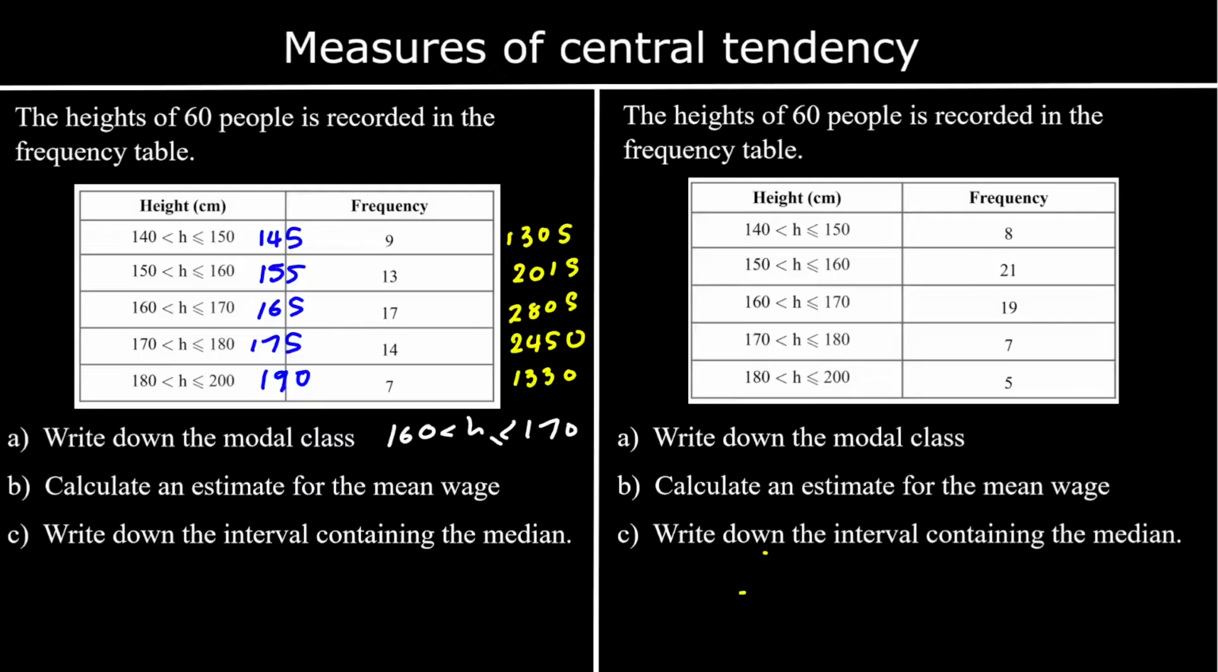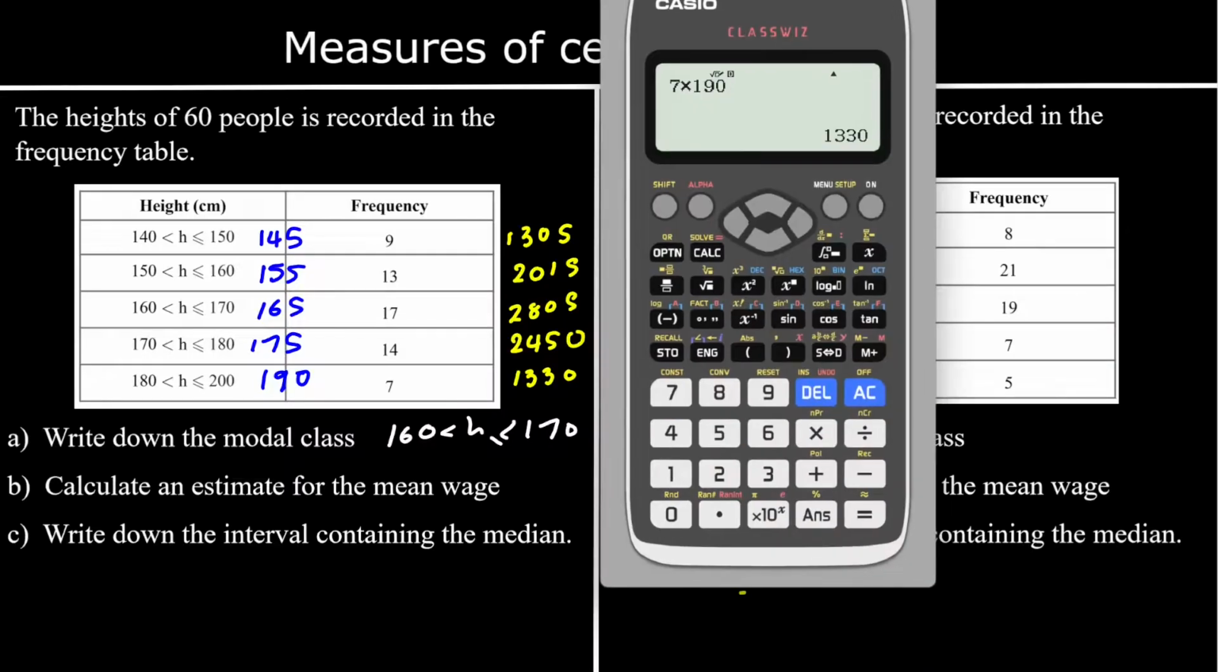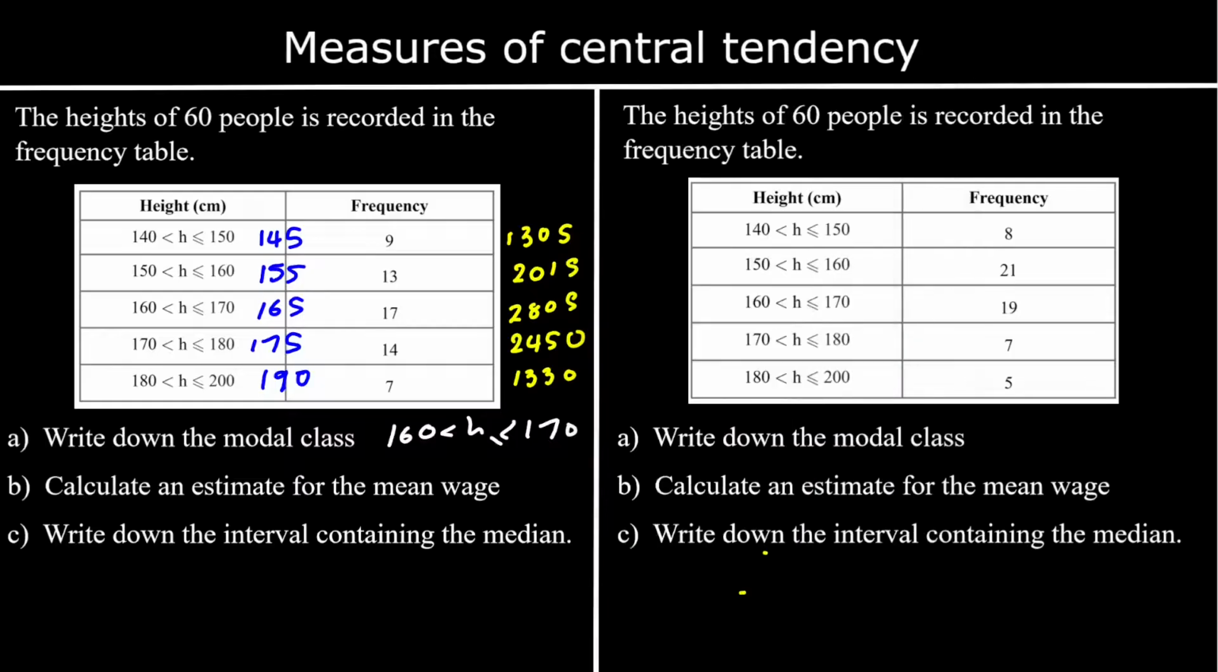So now we're going to add all of these up, and that will be the total height of all the 60 people. So if we add them all up, and then we divide by 60, because that's how many people there are, we get 165.1. So 165.1, and it's centimeters.